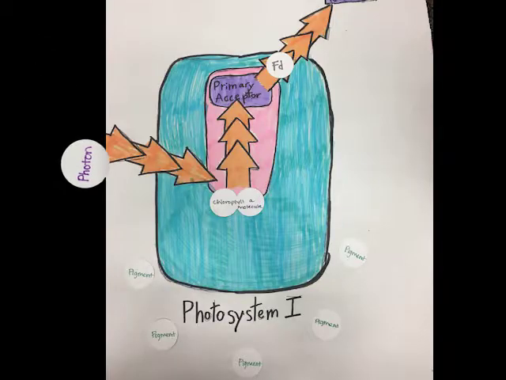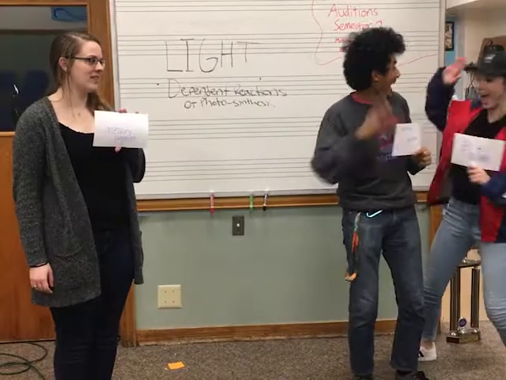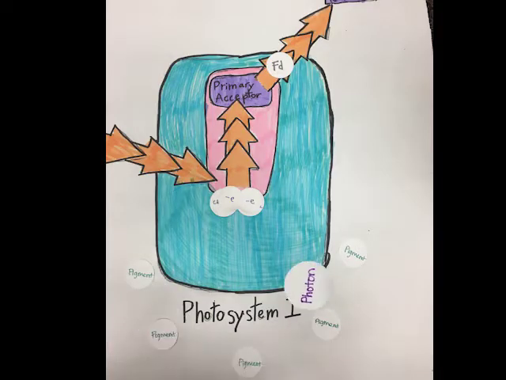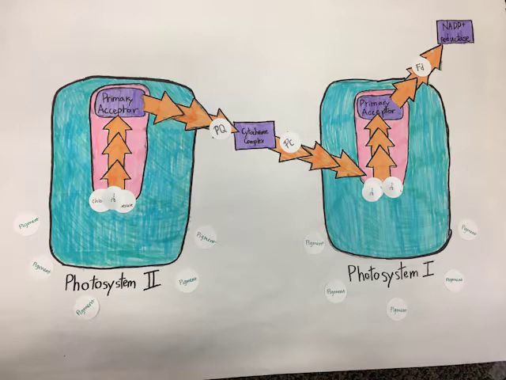Next, a light photon is absorbed by photosystem 1 and transferred through accessory pigments until it's received by a chlorophyll A molecule. The new electron now has a higher energy state and is transferred to the primary electron receptor. The electron from photosystem 2 fills the void from the transferred electron that left photosystem 1.